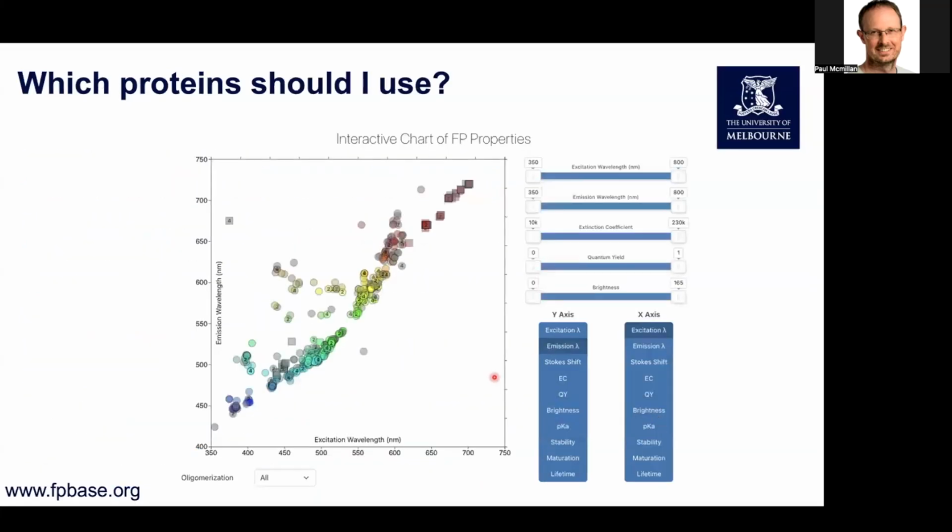One resource that I would point you to is FPbase, which is a central repository for fluorescent proteins. Here you can use these interactive charts to try and work out which protein might work for my specific experiment. These are some of the different characteristics that you can plot on this chart. At the moment, I've just got excitation wavelength and emission wavelength plotted there, but you can vary what you put into that plot depending on what's important for your experiment.